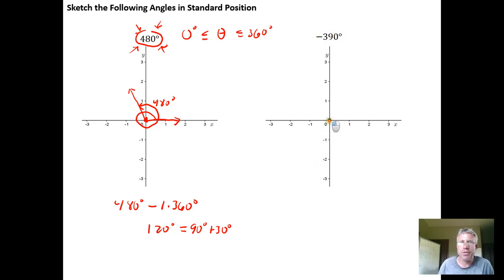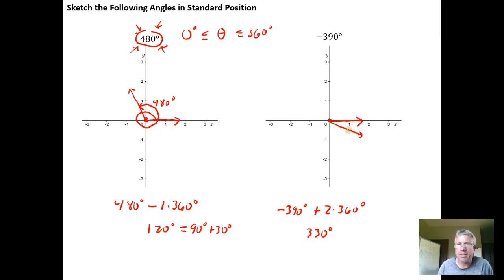I'm going to establish my vertex at the origin, my initial side on the positive x-axis, and then I'm going to find an angle that is coterminal with it, but that is between 0 and 360. So I'm going to add 2 360 degree revolutions to this, which, when I crunch this out, is going to give me a 330 degree angle, which is 30 degrees short of being 360.